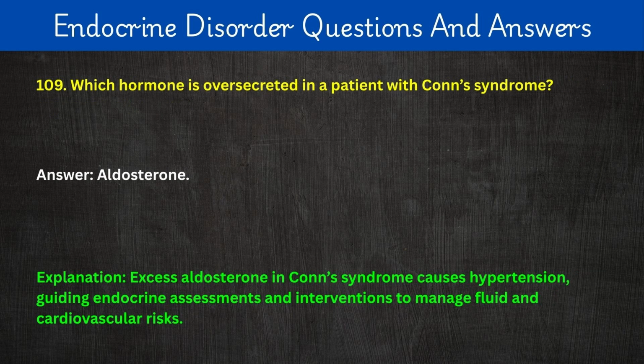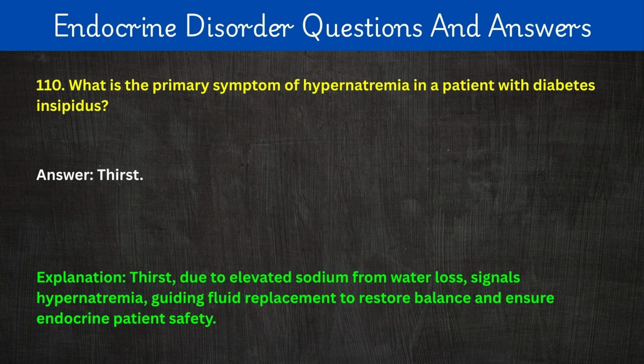109. Which hormone is oversecreted in a patient with Conn's syndrome? Answer: aldosterone. Explanation: excess aldosterone in Conn's syndrome causes hypertension, guiding endocrine assessments and interventions to manage fluid and cardiovascular risks.